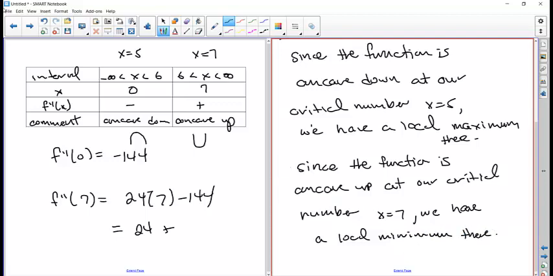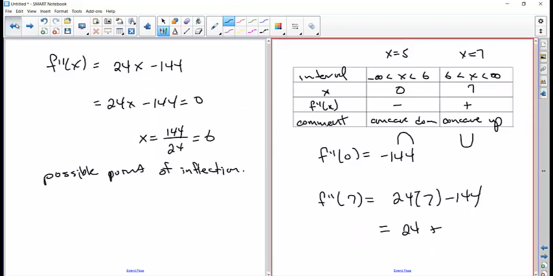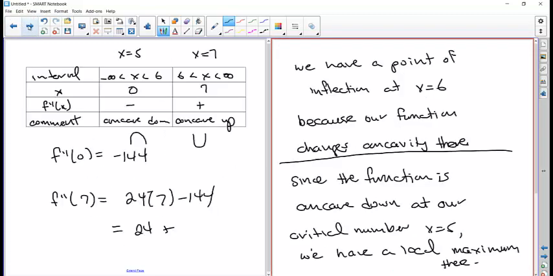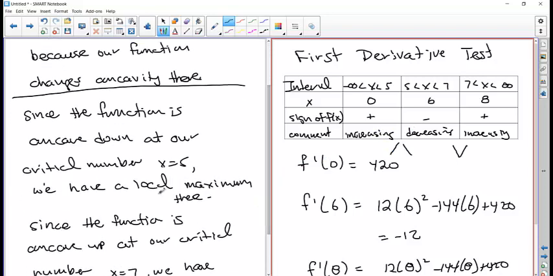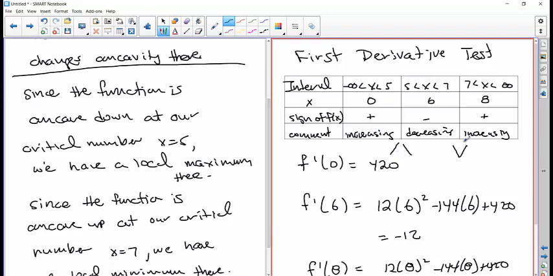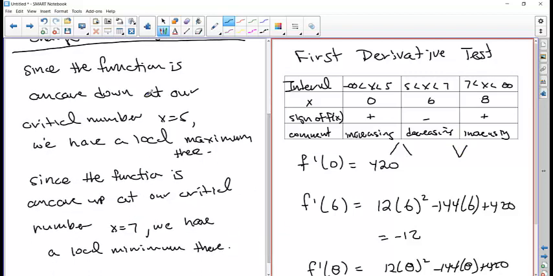And if we go back to our first derivative test, which I think somewhere here, I guess it's over here, we came to the same conclusion. Using the first derivative test, because it went from increasing to decreasing, we had a local maximum at x equals 5, and because it went from decreasing to increasing at x equals 7, we had a local minimum there. That's exactly what we got using the second derivative test.